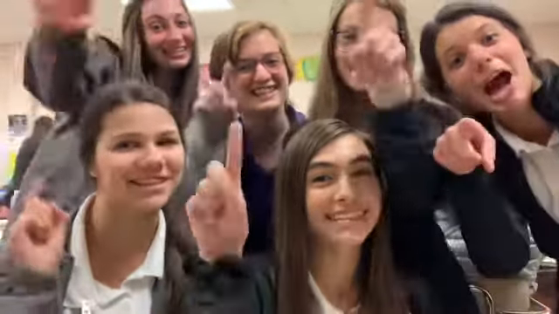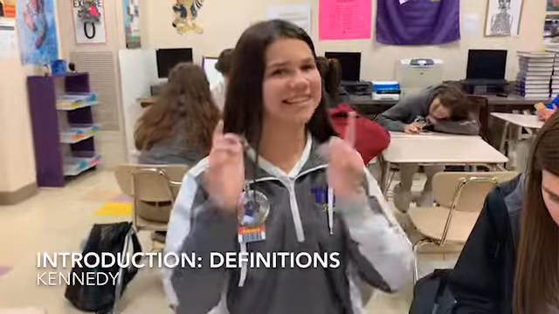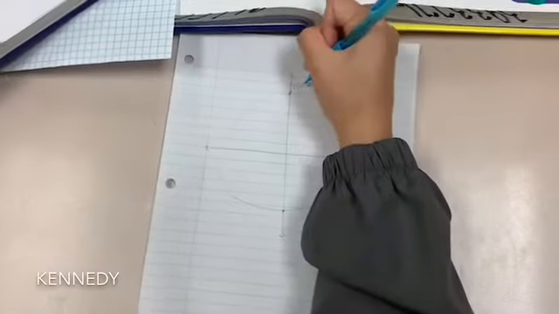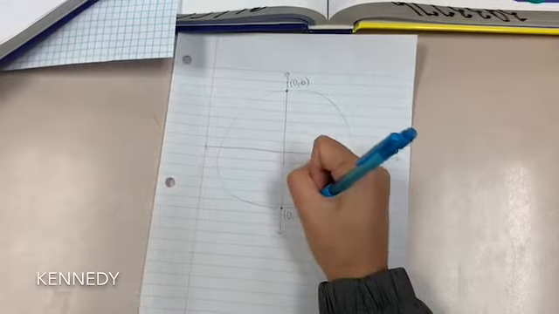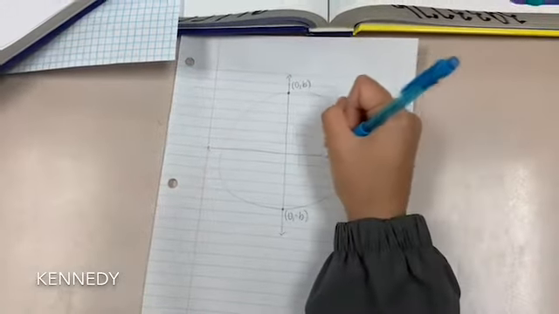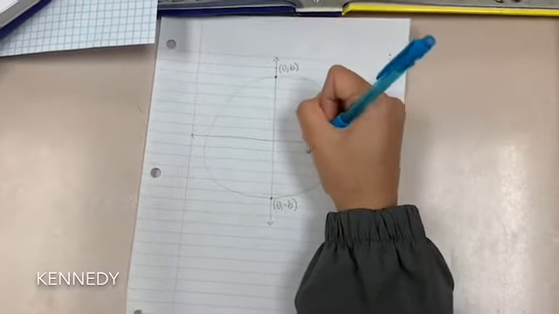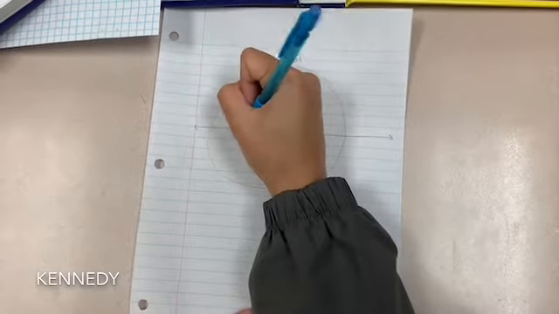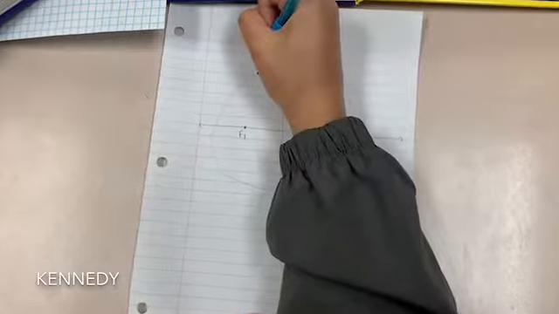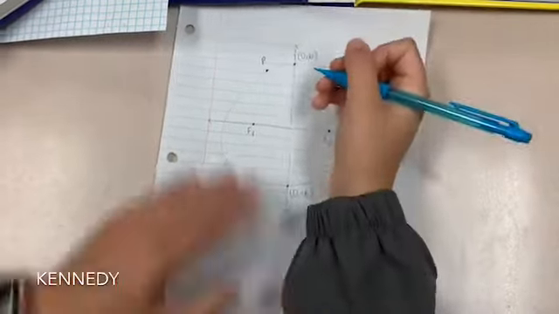Ready, set, let's go! Definitions. These 2 points are called the co-vertices, and these 2 points are called the foci of an ellipse. This is point P.